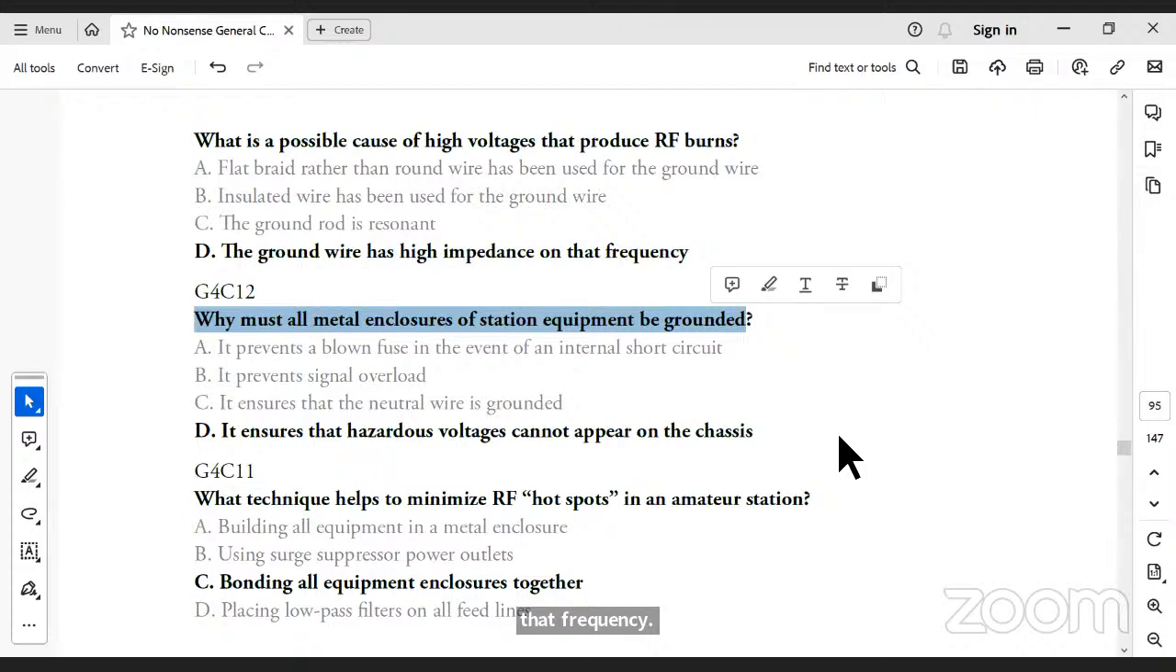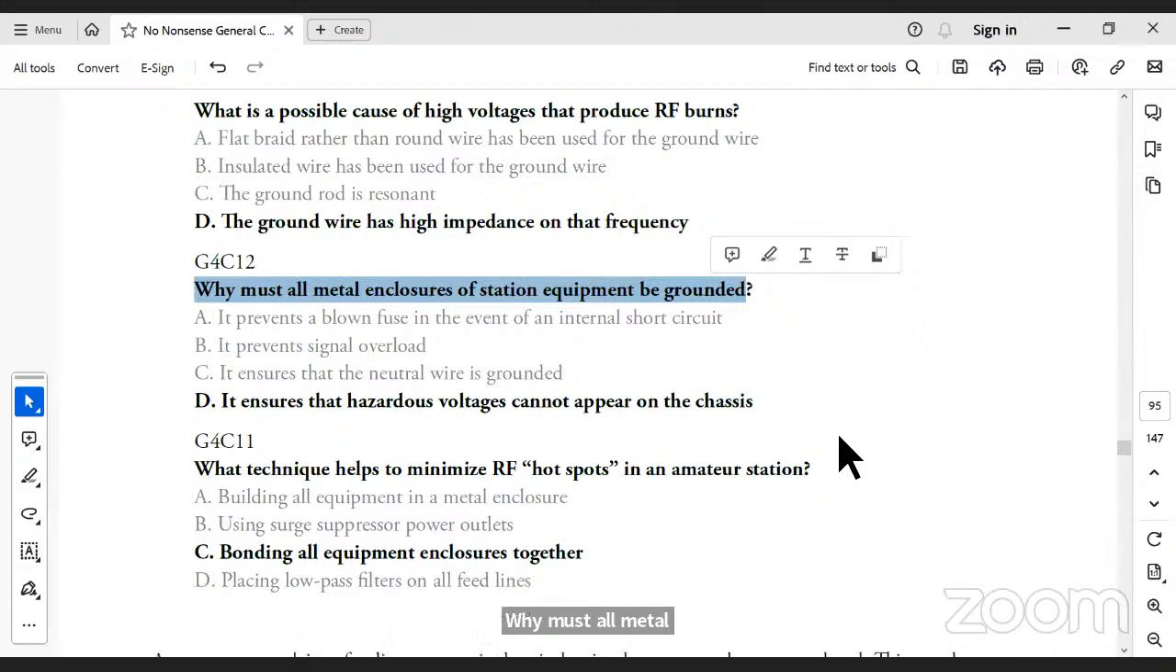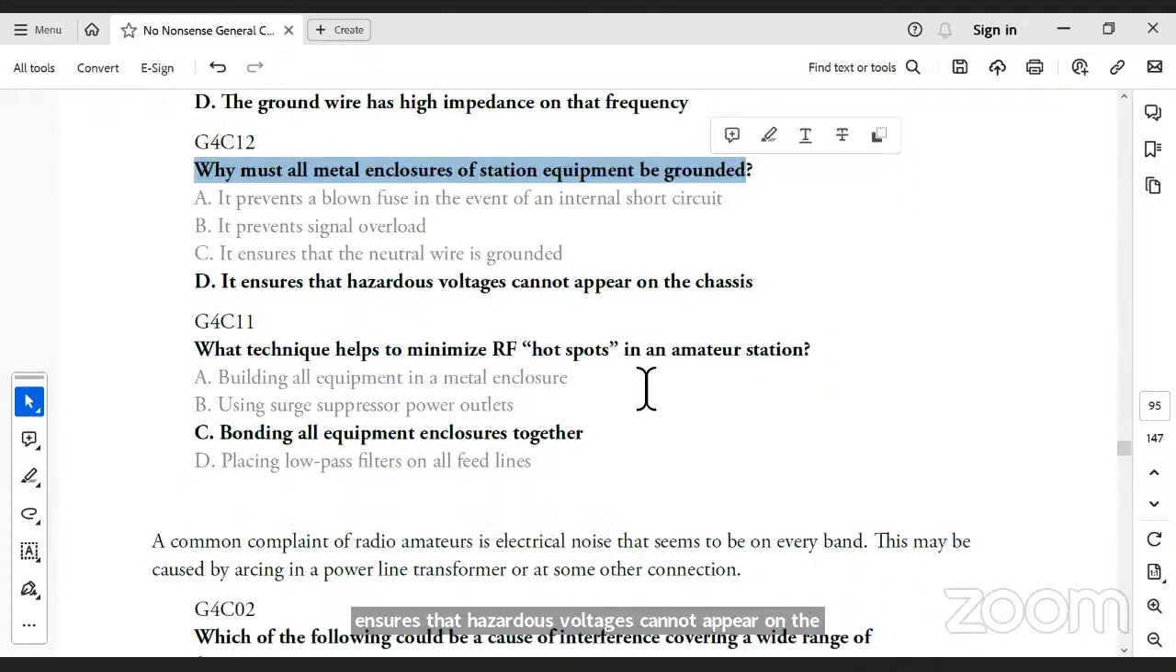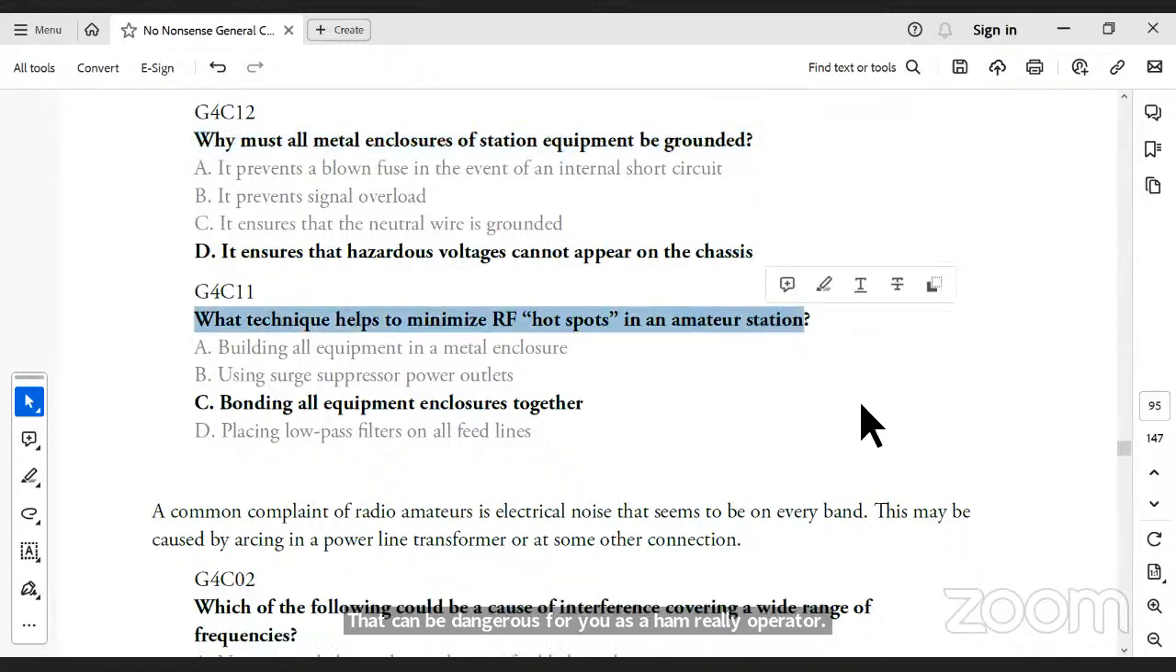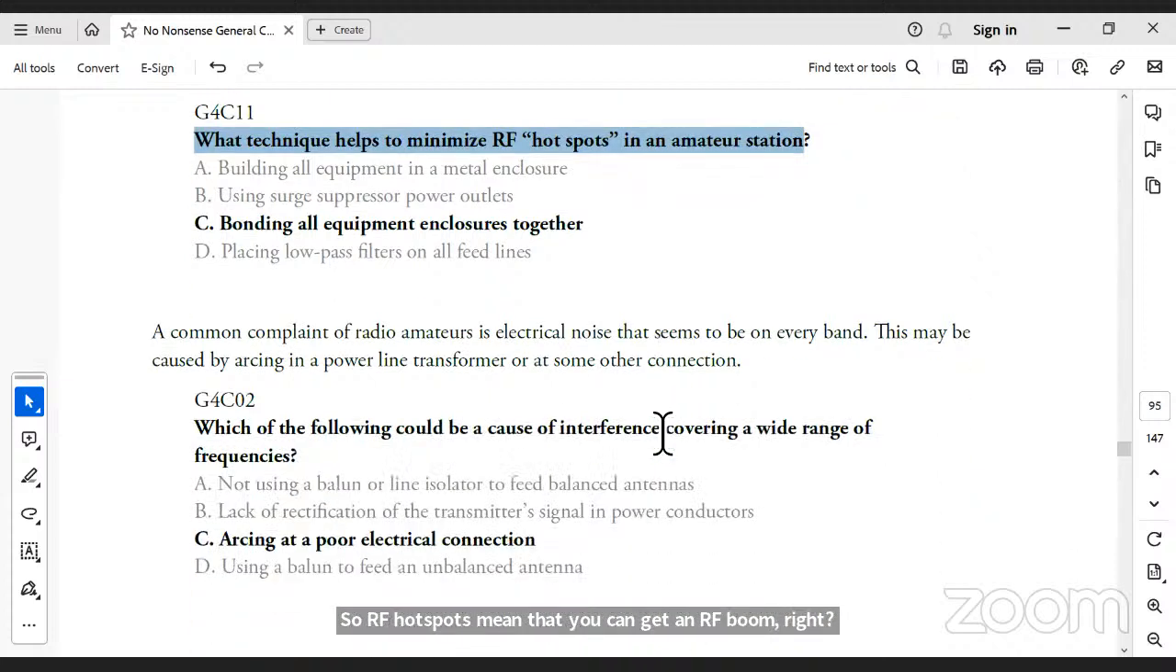Why must all metal enclosures of station equipment be grounded? The reason we must do that is because it ensures that hazardous voltages cannot appear on the chassis. That could be dangerous for you as a ham radio operator. You touch the equipment and you get a shock. All right, what technique helps to minimize RF hotspots in an amateur radio station? RF hotspots mean that you can get an RF burn, right? So to avoid that, you bond all your equipment enclosures together. And we show the technique of doing so in the diagram.